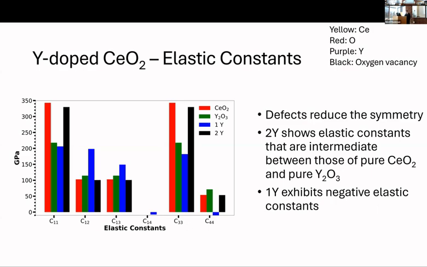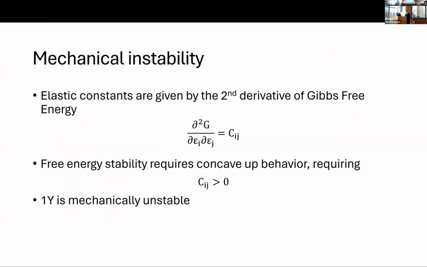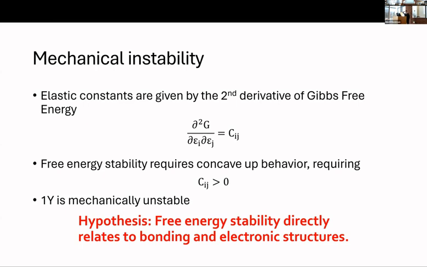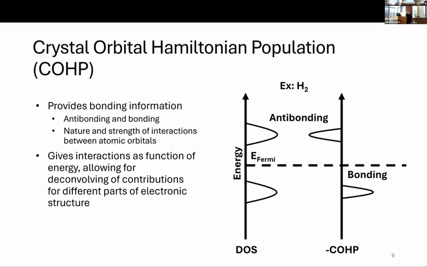So just to take a step back and think about what the elastic constants are, these are the second derivative of our Gibbs free energy. And we know from our free energy that stability means that we need to have concave up behavior, which means the elastic constants need to be greater than 0. So 1Y is mechanically unstable. And the hypothesis is that we can understand this stability by looking at the bonding and the electronic structure, which I did through what is known as crystal orbital Hamiltonian population analysis, or COHP.